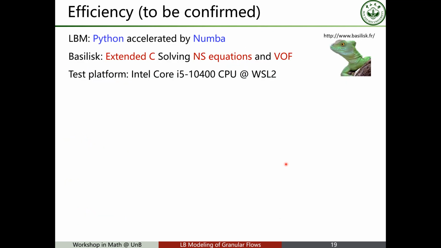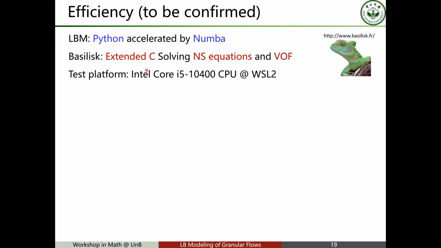One advantage of LBM is the calculation is super fast. To demonstrate this point, we try to do a simulation using Basilisk, which is an open source software, and it solves the Navier-Stokes equations, and also it has a module for the VOF to capture the dynamic free surface. Our LBM is written in Python and accelerated by Numba, which is a just-in-time compiler. And Basilisk is written in C.